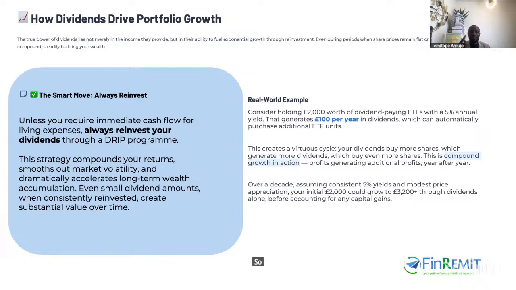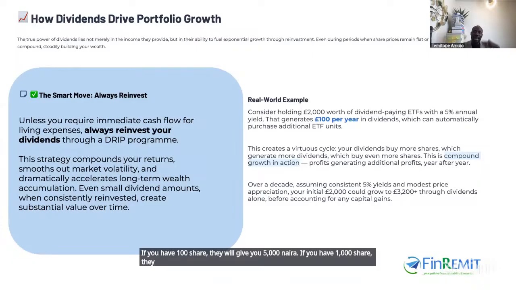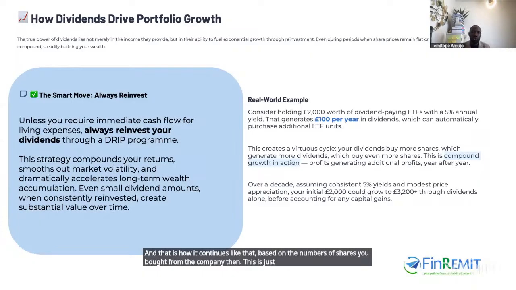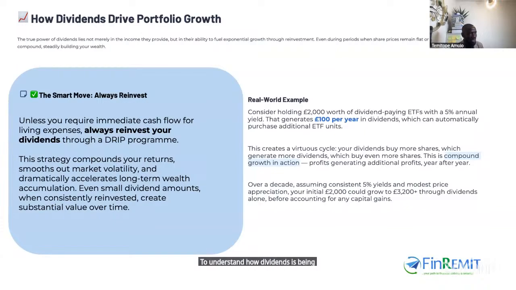So if you have one share and the company says they are giving out 50 naira per share as dividend, that means they will give you 50 naira. If you have 100 shares, they will give you 5,000 naira. If you have 1,000 shares, they will give you 50 times 1,000, which is 50,000 naira. And that is how it continues, based on the number of shares you bought from the company. This is just a simple analysis to help you understand how dividends are calculated.